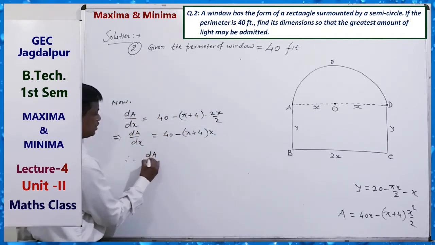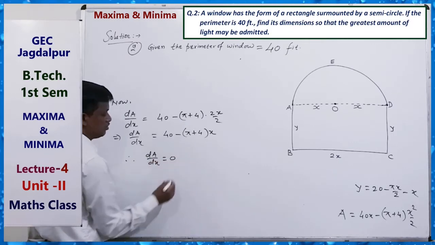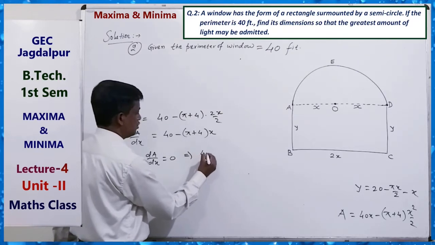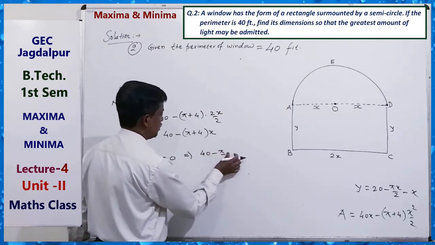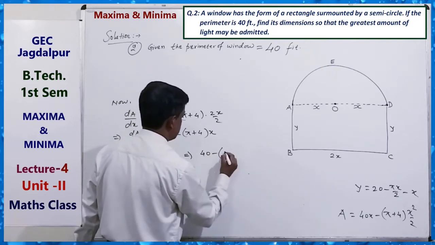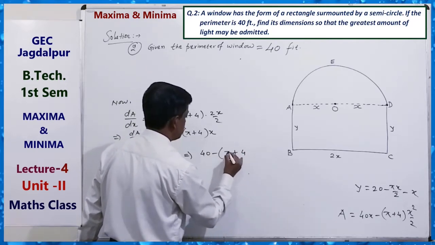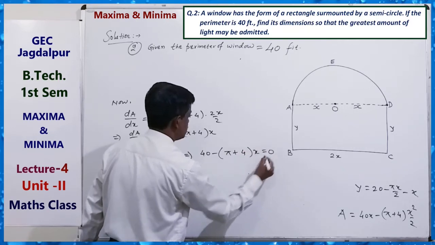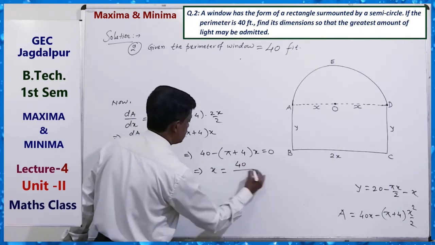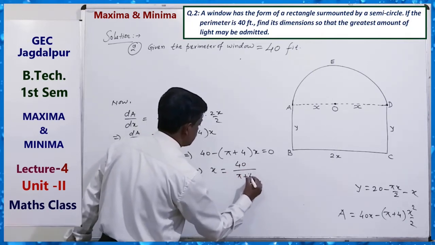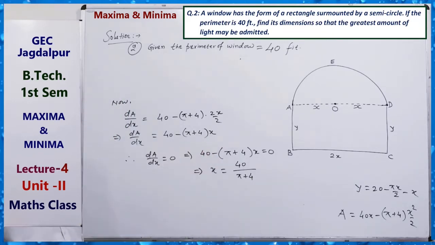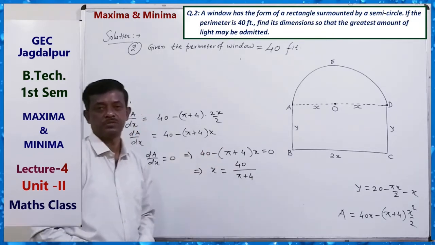Therefore, dA by dx equals 0 for maximum value. This implies 40 minus pi plus 4 x equals 0. Now solving it, we get x equals 40 by pi plus 4. So x equals 40 by pi plus 4.